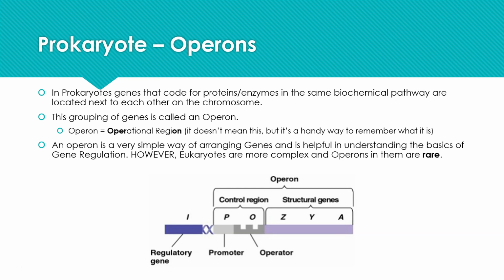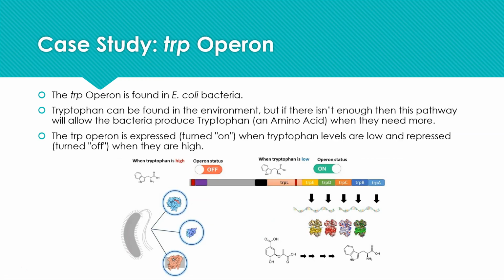And we're going to use the trp operon as a way of looking at how this can happen. So let's talk about the trp operon now. It is an operon that is found in E. coli bacteria, and the TRP is a reference to the amino acid tryptophan. And that's what this pathway is all about. It's actually about producing tryptophan, this amino acid.